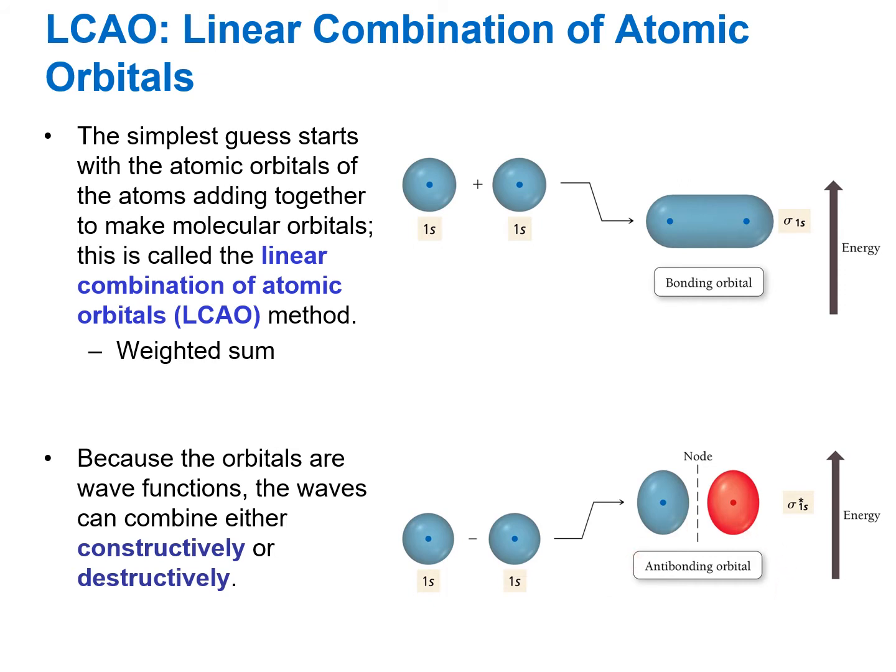So there's a likelihood that you can have a bonding orbital. There's also a likelihood that you can have an anti-bonding orbital. And the way that this is explained, because what we're dealing with are sine waves, is through the concept of constructive or destructive interference. So when the waves combine constructively, we're going to end up creating a bonding orbital. When the waves combine destructively, and that's a possibility, we're going to end up creating an anti-bonding orbital.